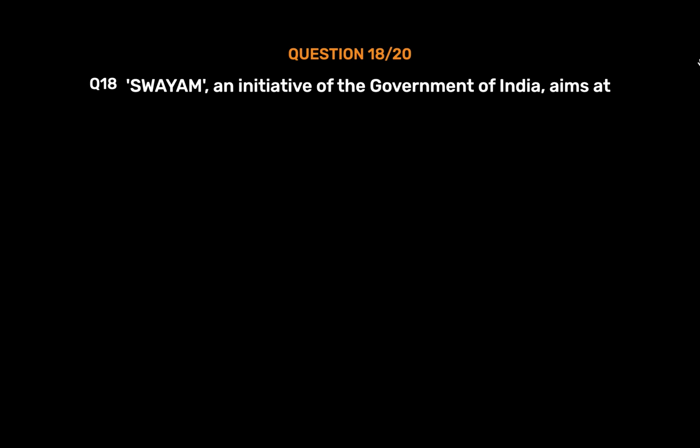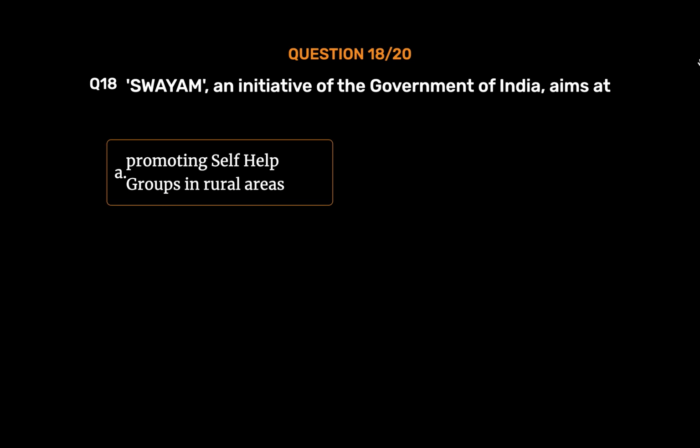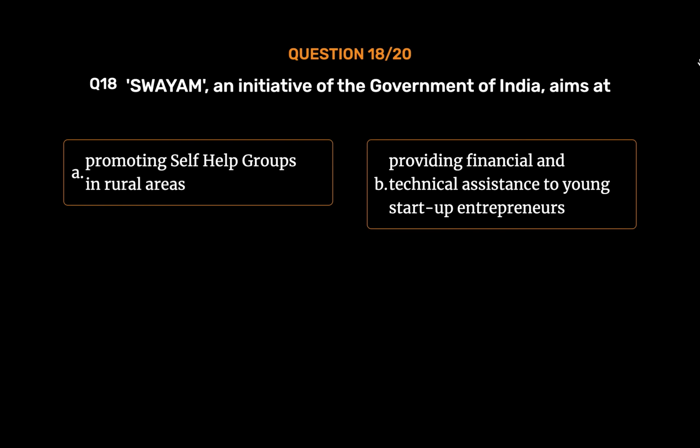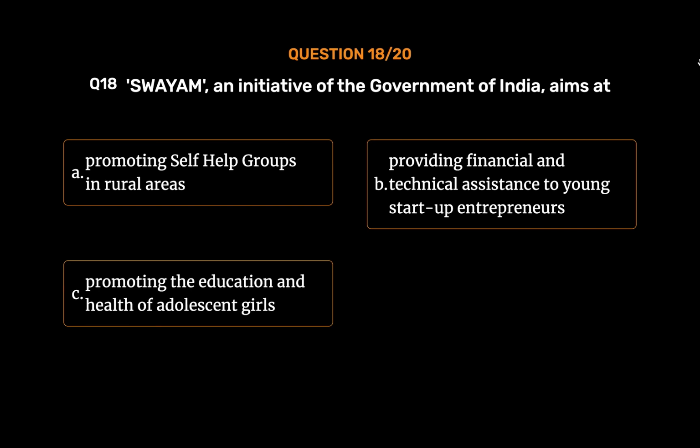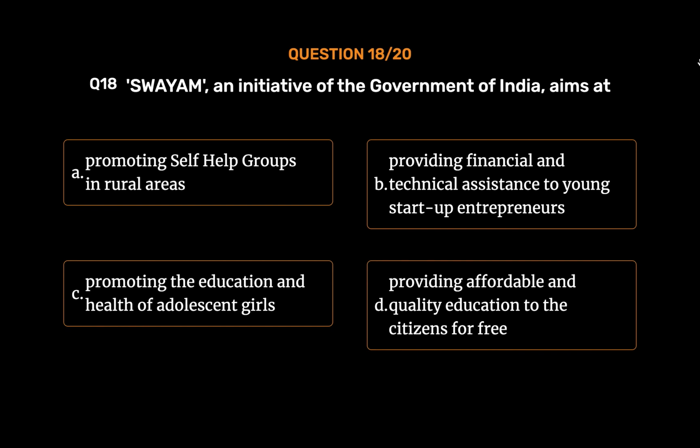Question number 18. SWAYAM, an initiative of the Government of India, aims at: Option A, promoting self-help groups in rural areas. Option B, providing financial and technical assistance to young startup entrepreneurs. Option C, promoting the education and health of adolescent girls. Option D, providing affordable and quality education to the citizens for free. The correct answer is Option D, providing affordable and quality education to the citizens for free.